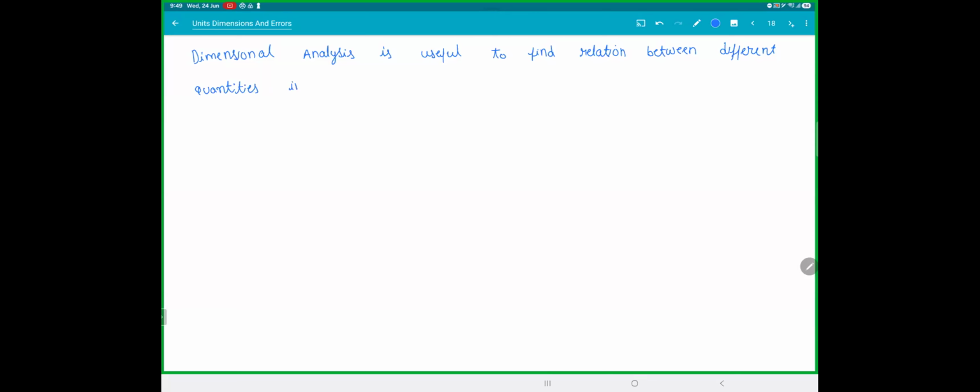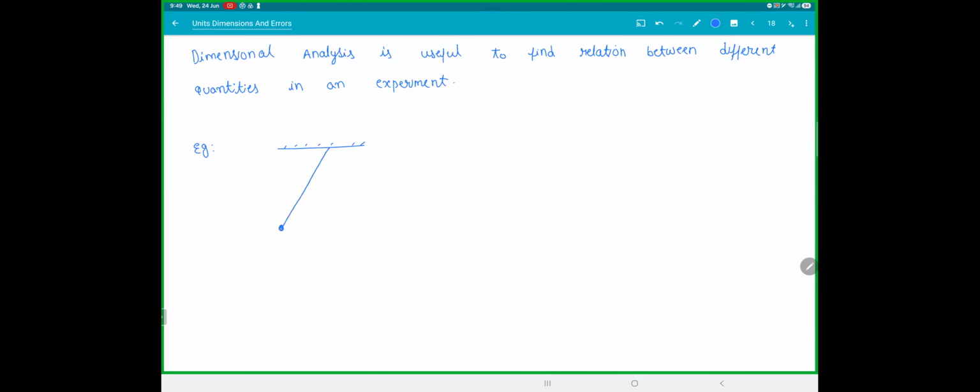In an experiment. So let's say you're doing an experiment and you want to find a relation between them. It's not perfect, but at least something is better. So let's take an example. Let's say we have a simple pendulum.